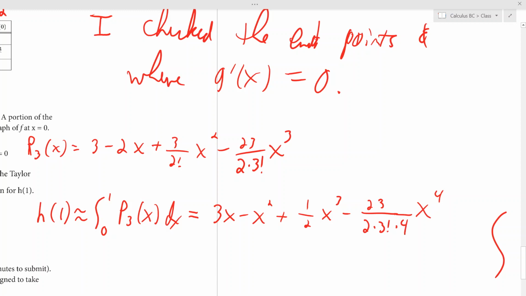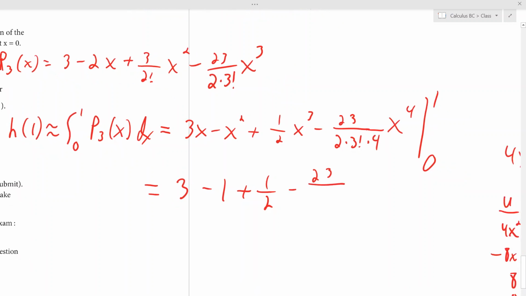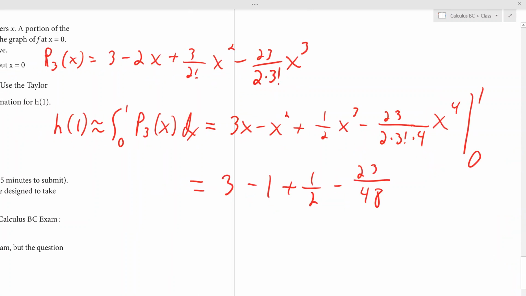So you got to put a 4 down here. So that's the integral of that thing from 0 to 1. And luckily, when you drop a 0 in there, they're all going to go away. But when you put a 1 in there, you get 3 minus 1 plus 1/2 minus 23 over, I don't know, what's that going to be? 6 times 2 is 12 times 4. Is that 48? There you go. Or you could also leave it as multiplication. Doesn't really matter. So that's our approximation to h of 1.